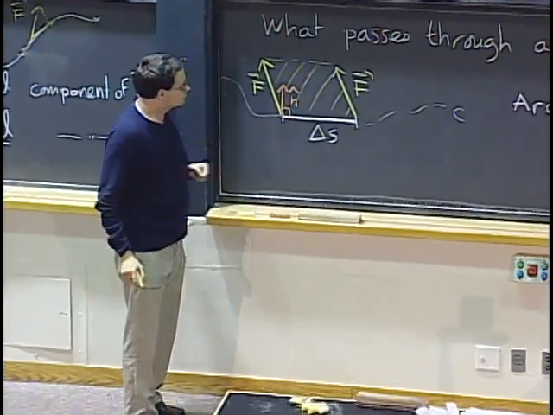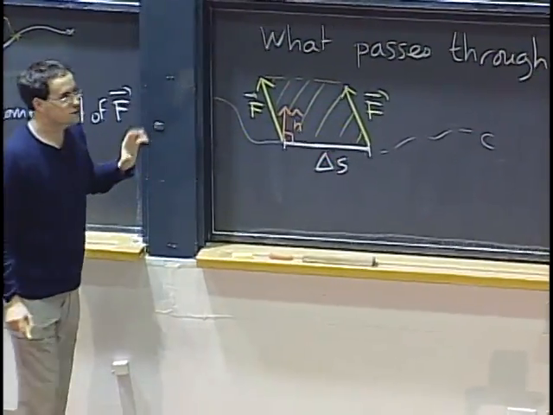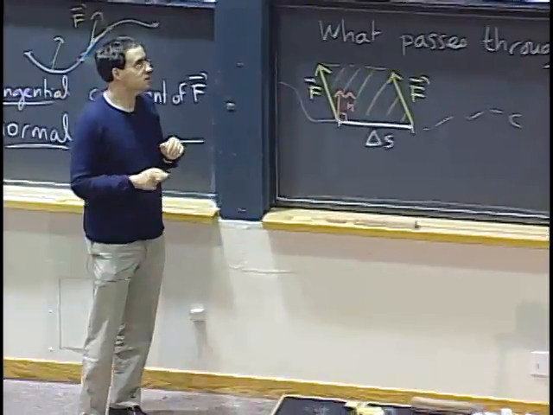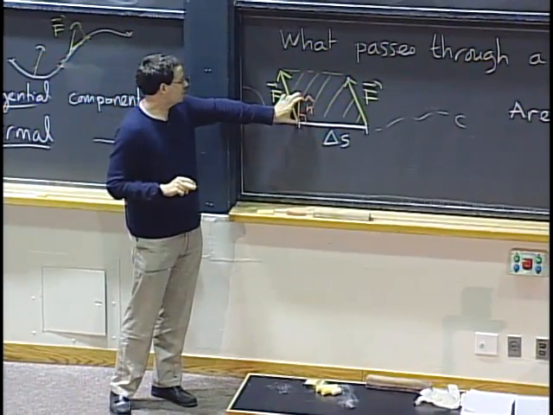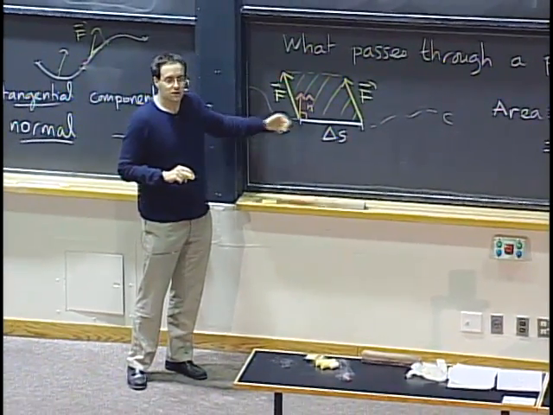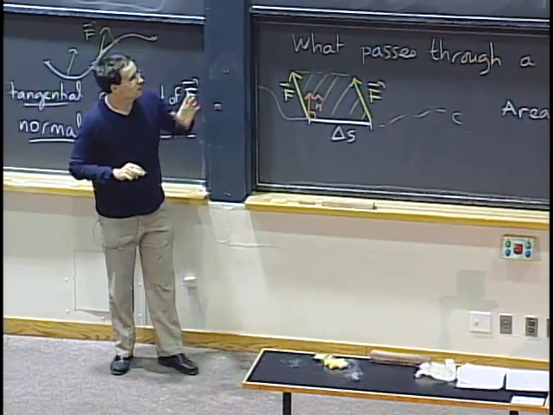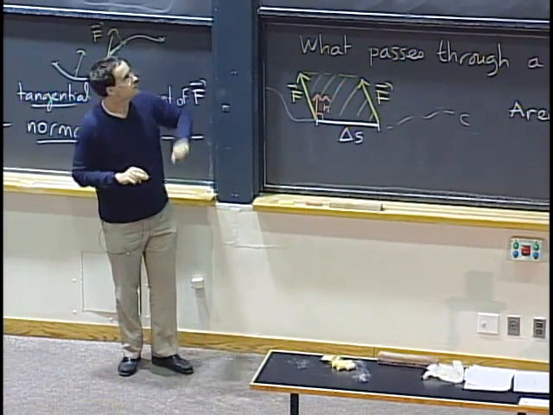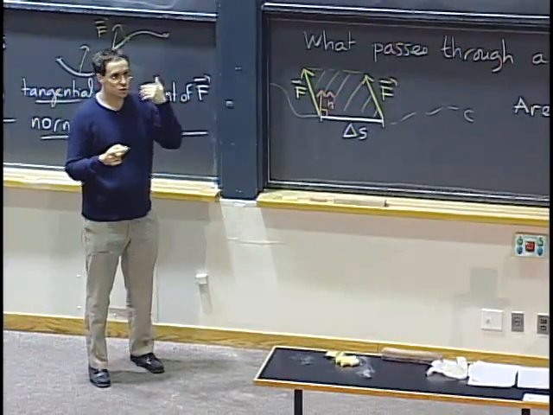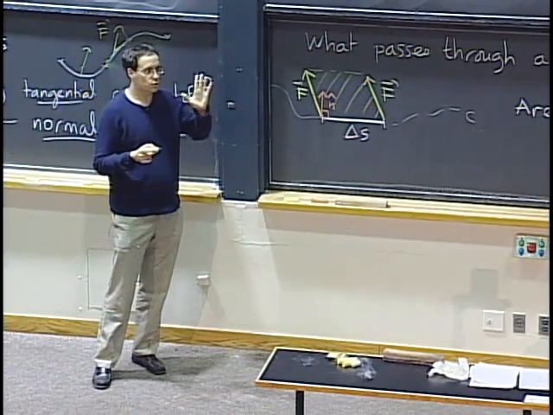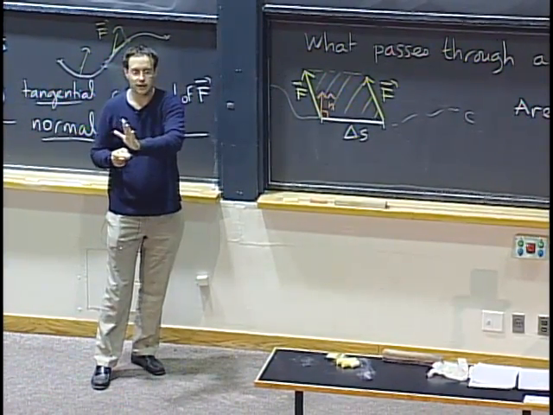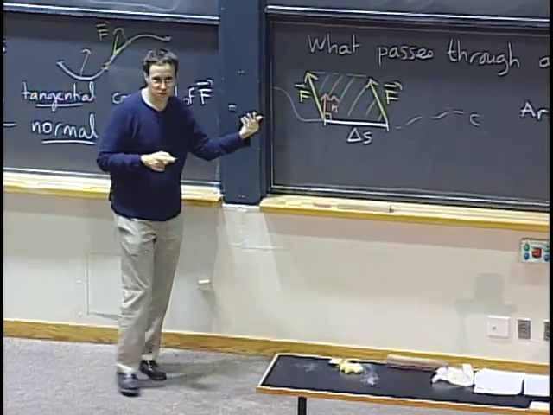Okay, let's be a tiny bit more careful. When I'm saying it's the amount of stuff that passes through C, well, it depends on whether n is going this way or the opposite way. So what's implicit in this explanation is that I'm counting positively all the stuff that flows across C in the direction of n, and negatively what flows in the opposite direction.